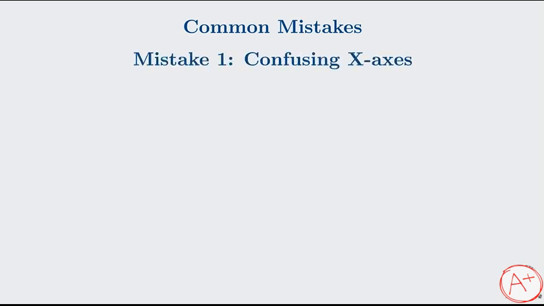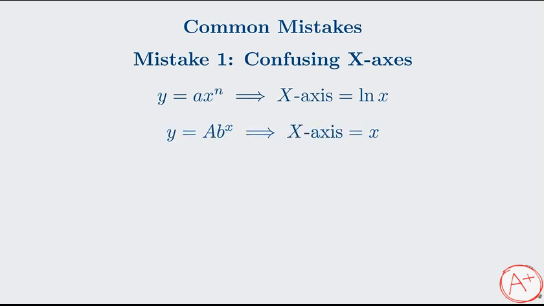In Cambridge 9709 examinations, students often lose marks due to avoidable errors in this topic. The most frequent error is misidentifying the horizontal axis. For the power law y equals ax to the n, the horizontal axis must be natural log of x. For the exponential model y equals ab to the x, the horizontal axis is simply x. Always check your graph labels before calculating the gradient.